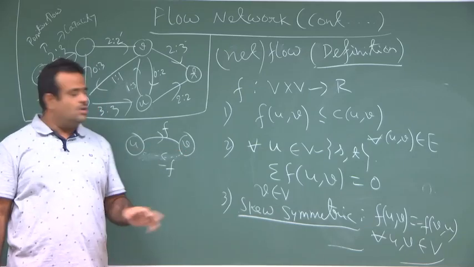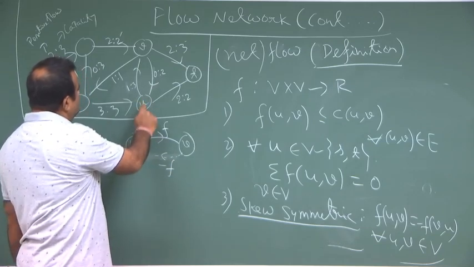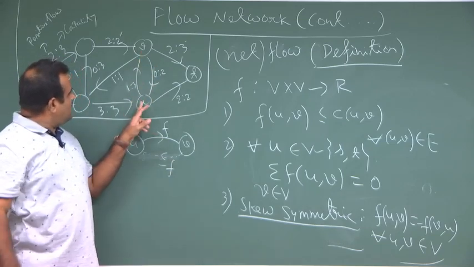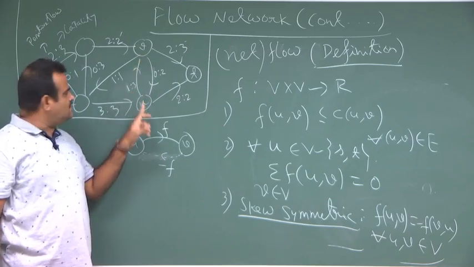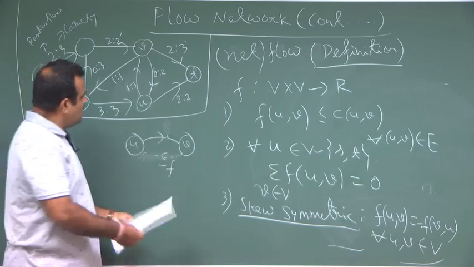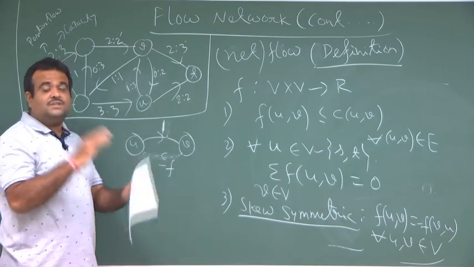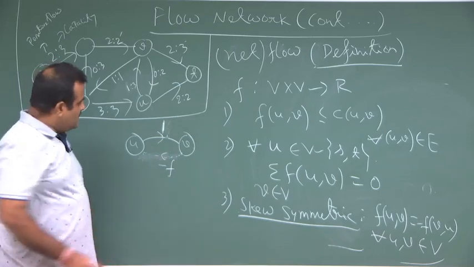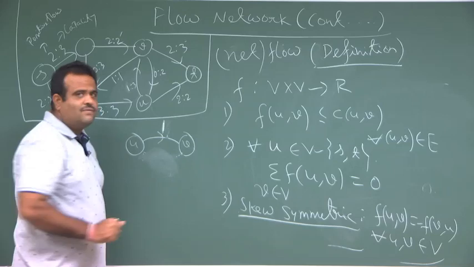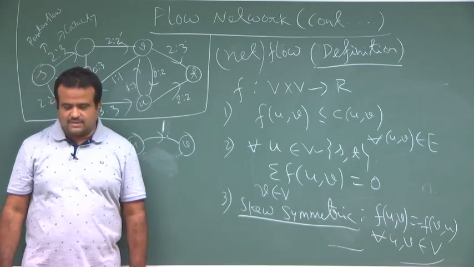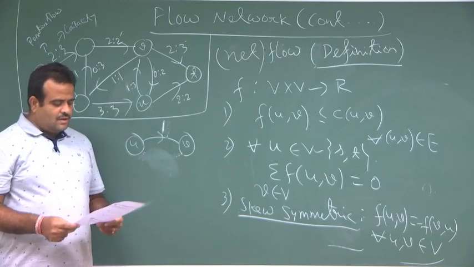So, effective flow. For example, for this vertex, this is u, this is v. There is an effective flow from u to v of 1. So, what is the flow from v to u? If 1 unit of flow is going from u to v, this is the effective flow, the net flow, then we can say that from v to u we have minus 1 flow going. So, this is the skew symmetric property.